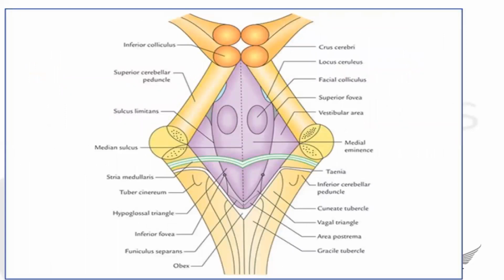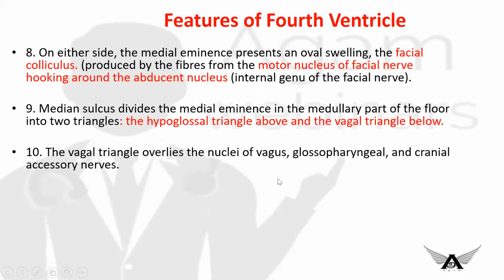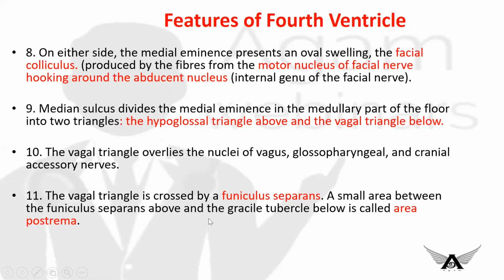This is the funiculus separatus. Here you have the inferior fovea. This is the vagal triangle. This is the area postrema. The funiculus separatus separates the vagal triangle into two. So the vagal triangle is crossed by the funiculus separatus as I have shown you. The small area between the funiculus separatus above and the gracile tubercle below is called the area postrema.